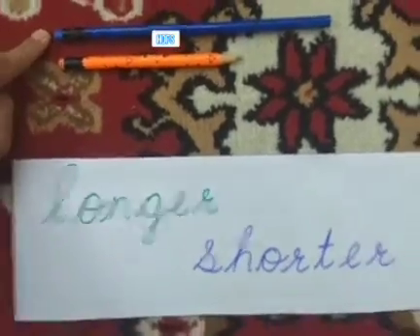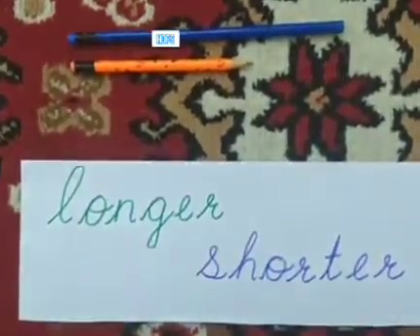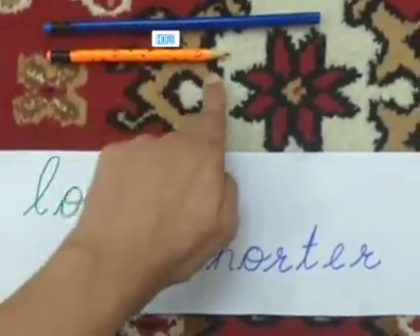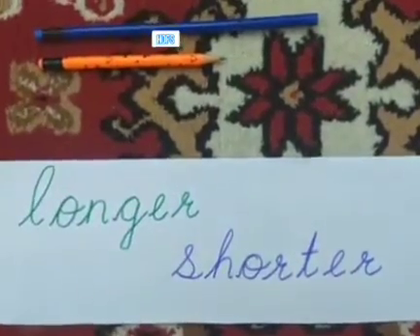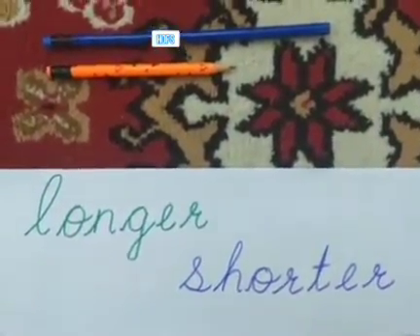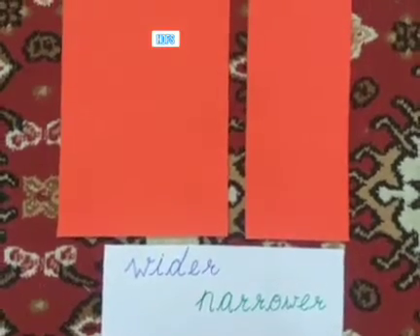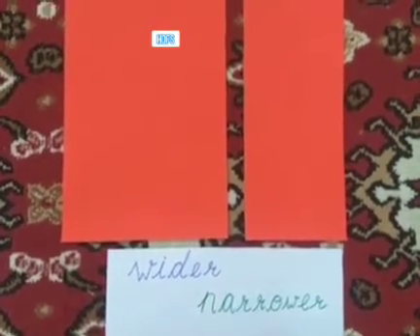So again, we revise the words. The blue pencil is longer than the orange pencil. And the orange pencil is shorter than the blue pencil. Now let us have a look at this one. The terms that we are going to use here are wider and narrower.